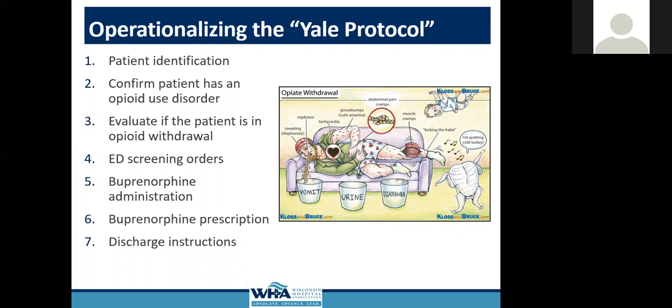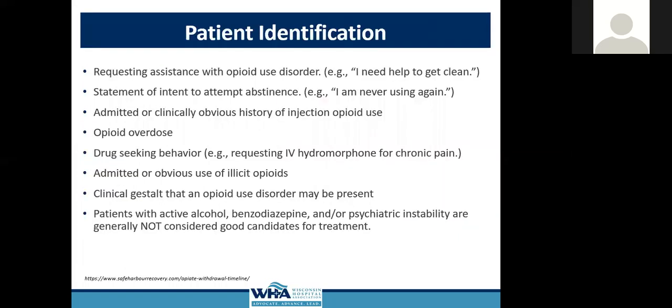The next few slides are just going to go through 1 through 7. If you have any questions here, we're going to do a deep dive on each of these bullet points, exactly how to do it according to the Yale protocol. So first is patient identification. Any of the following can be used to clinically identify a patient who should be evaluated for the presence of an opioid use disorder and eligibility for ED initiation of buprenorphine therapy.